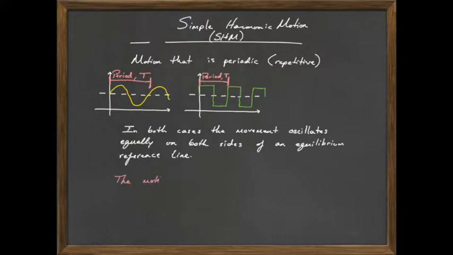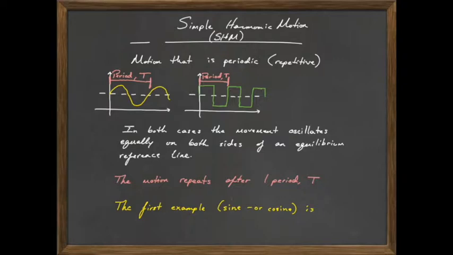Once you've reached one period and the motion begins to repeat the same process, that's how you know you have periodic motion. So for our purposes and just in general, the first graph being sinusoidal is more representative of what an actual simple harmonic oscillator looks like.